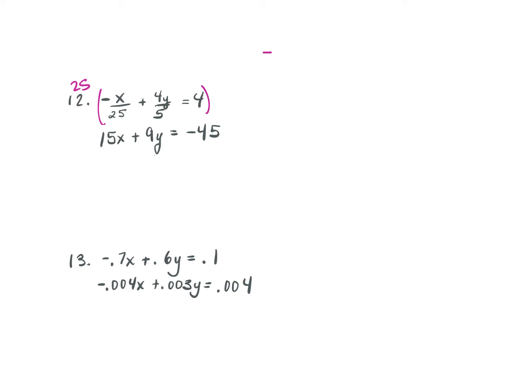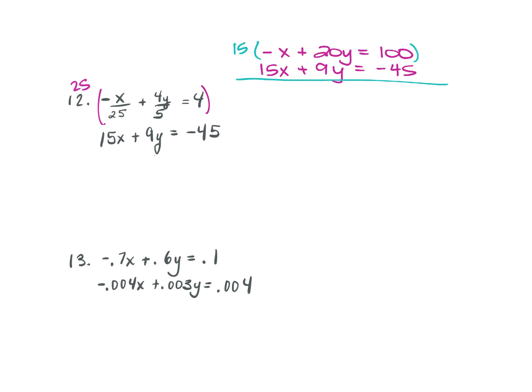That leaves you with negative x plus 25 divided by 5 is 5 times 4y is 20y is equal to 100. You also have the 15x plus 9y is equal to negative 45. Now with these, you don't have any coefficients that are opposites. Between the negative 1 and the 15, your least common multiple, 15. Between the 20 and the 9, your least common multiple, I think, is 180. So I'd rather work with the 15. So we're going to multiply the top equation by 15 to cancel out those x's.